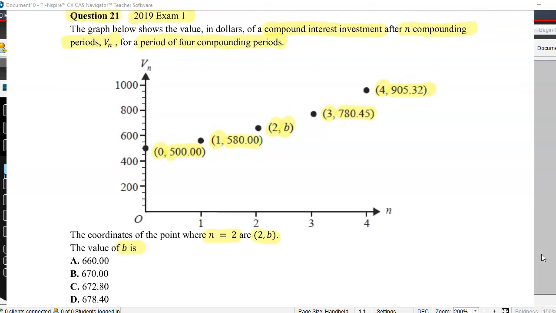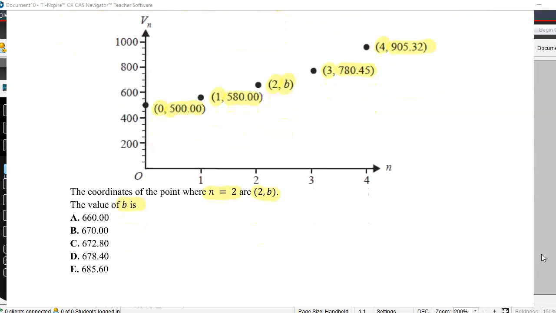So what do we know? We know it's a compound interest investment, so we know that it's going up by interest. We need to work out how much interest it's going to earn. To do that, we need to know the interest rate, and we can easily find it by looking at the difference between these two.